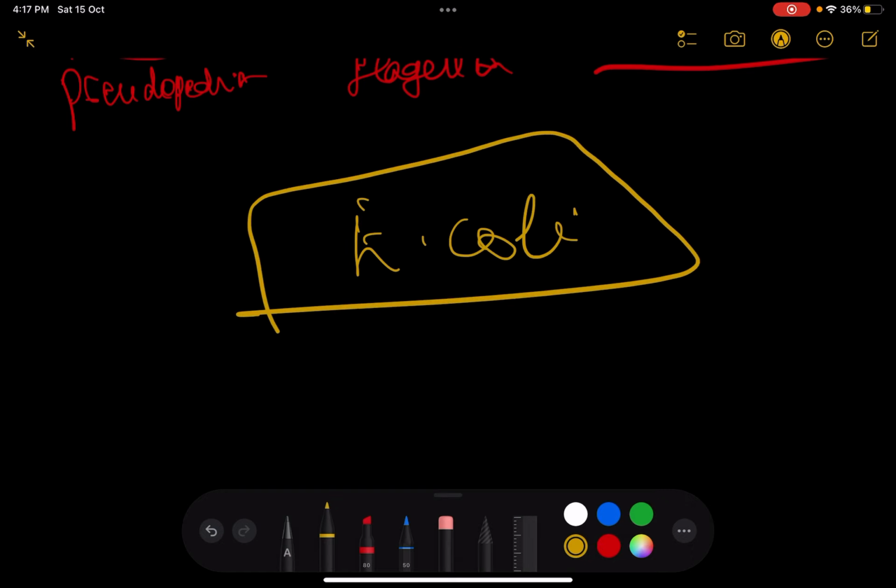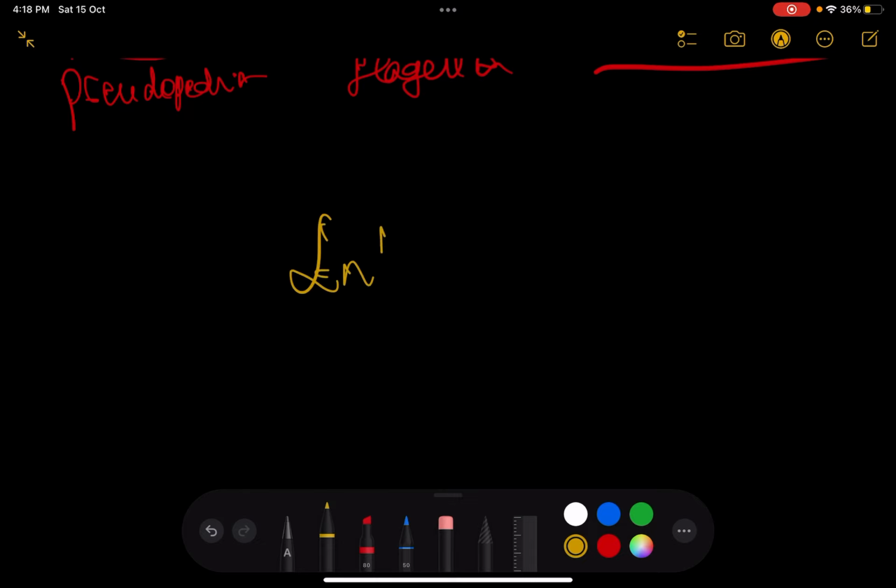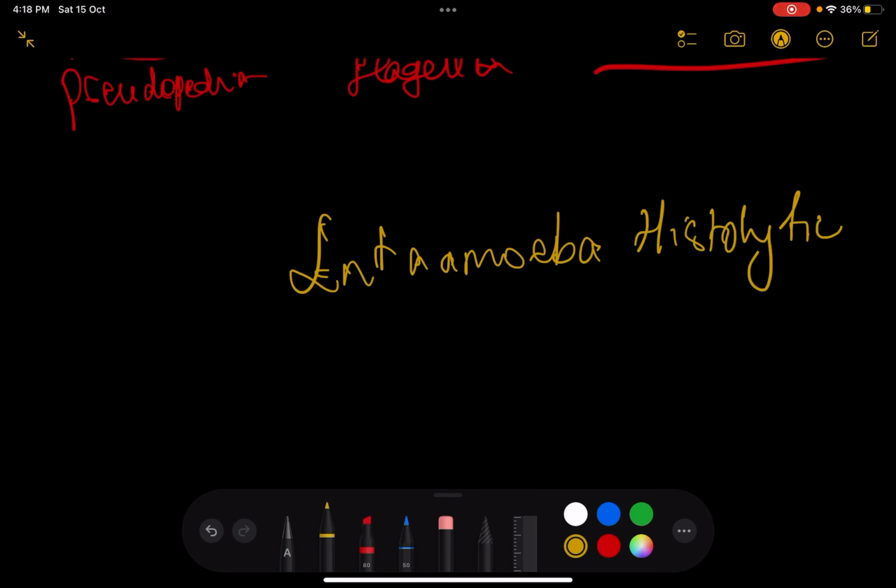protozoa that we have. That's E. coli. Well, this was a deliberate mistake. It's not E. coli. That's the mistake most of us make. It's actually Entamoeba histolytica. So Entamoeba histolytica is the one.